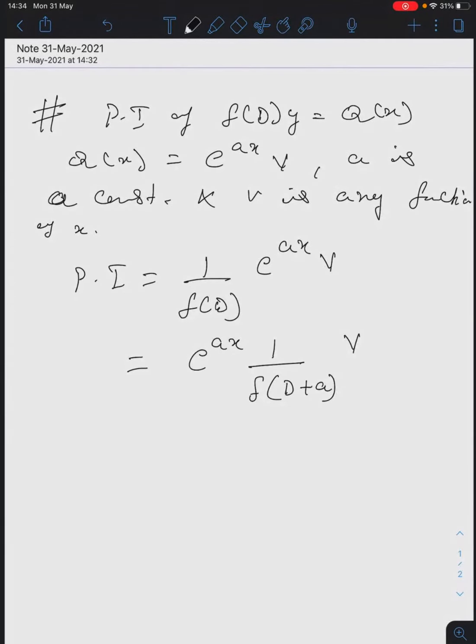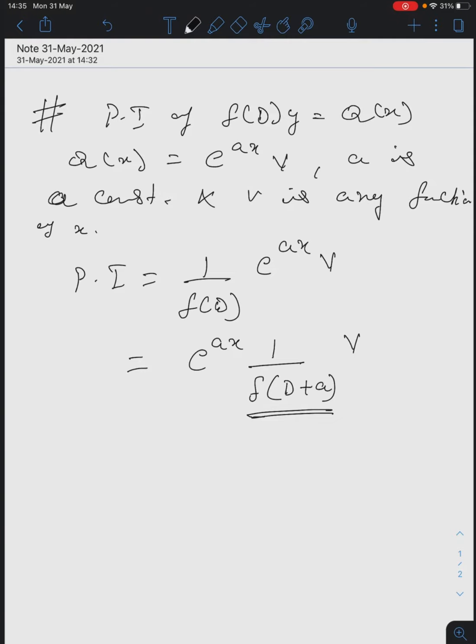Now you know, according to so many methods, v can be sine, v can be cos, or it can be x to the power k, or any polynomial in terms of x. Anyhow, in the denominator you have a new thing: instead of f of D, you will have f of D plus a. This you have to apply on v in the usual method, as you learned in the previous methods. So on v alone, you have to apply this operator 1 by f of D plus a. Got it, all of you?